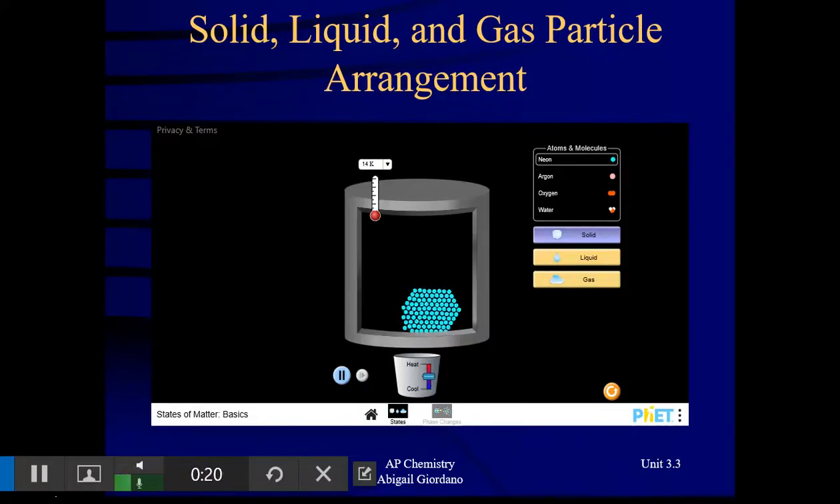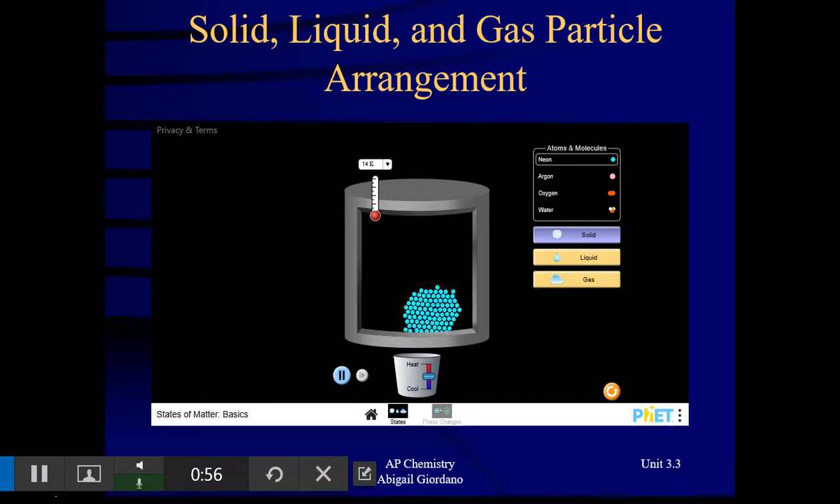So I'm using a simulation here from a website called PhET, P-H-E-T, and it's great. We've used it before. This first demonstration is just to show you some characteristics of solids, liquids, and gases. You can see here that solids are very tightly packed together. Remember, we talked about that crystalline lattice structure. The particles do have motion, but there's not a lot of movement.